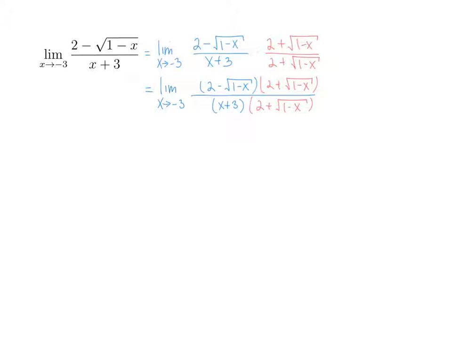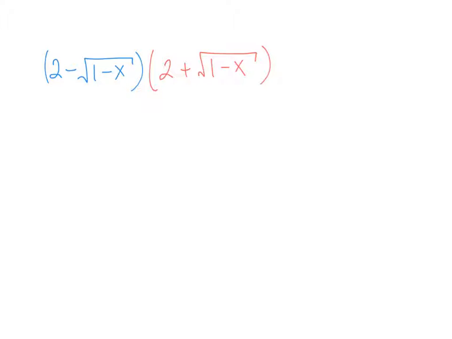I'm going to leave the denominator factored as x plus 3 times 2 plus the square root, because there's no symmetry there that's going to allow for any cancellation. However, in the numerator, when we multiply those two factors together, we get a lot of simplification. We end up with 4 minus the quantity 1 minus x in the numerator. Let's see where this comes from.